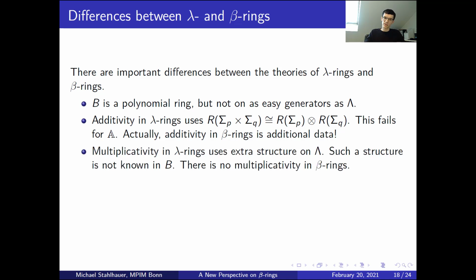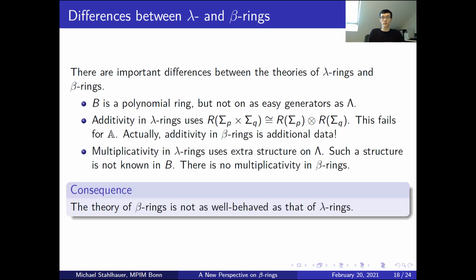Also, multiplicativity in lambda rings uses extra structure on this ring lambda, and we just don't know what the analog of the structure would be in the ring beta. So there is no useful formulation of multiplicativity in beta rings. So the consequence you should take away from this talk is that the theory of beta rings is just not as well behaved as that of lambda rings. There are a lot of complications, and it's not as nice to work with beta rings.